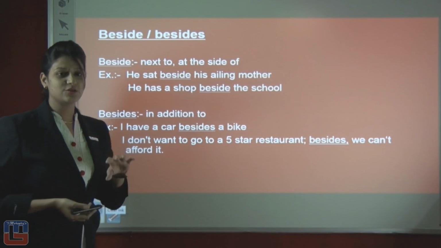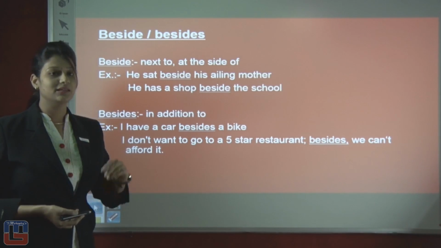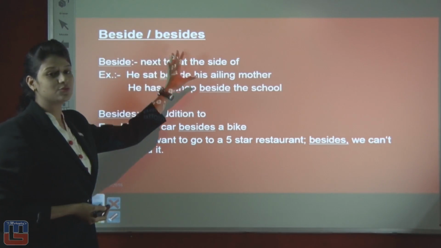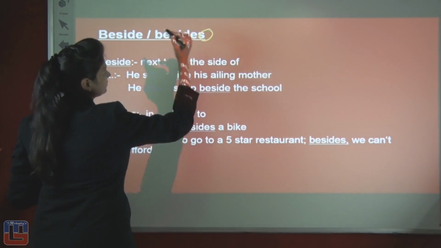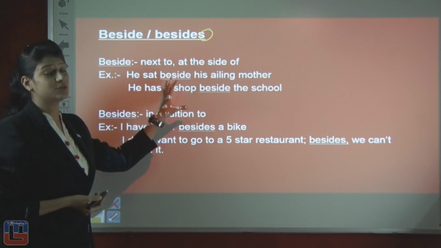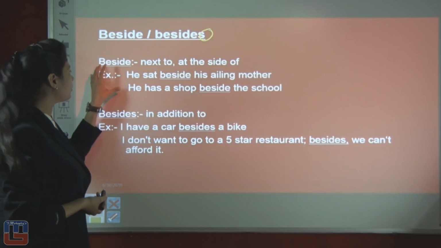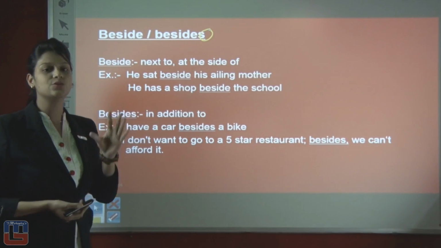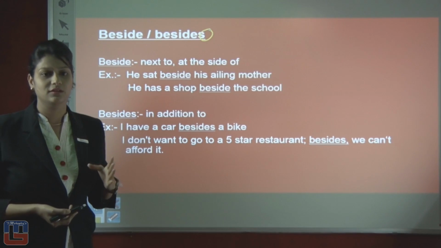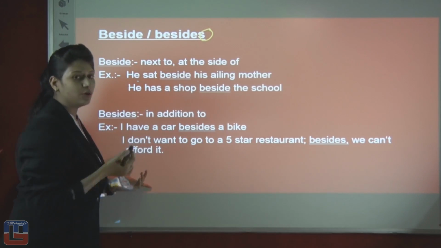Moving further to the next expression, the next two confusing words are beside and besides. Again, the only difference in these two words is this letter S. The spelling of beside and besides not only distinguishes the two words in their spelling form but also in their uses. When you're talking about beside, the word means next to or at the side of something. As you see the example, he sat beside his ailing mother.